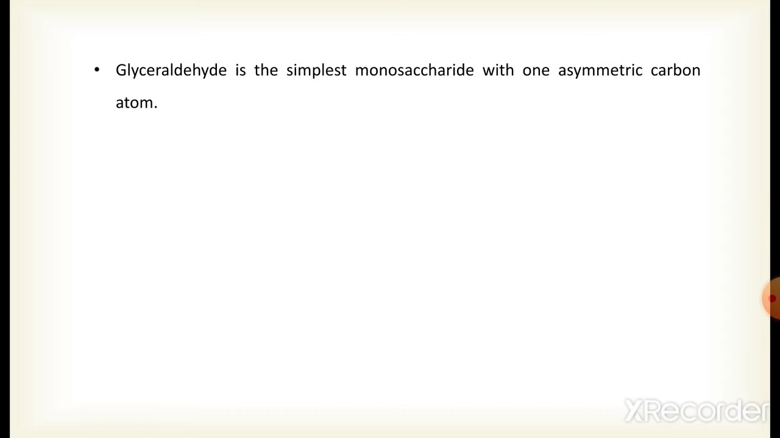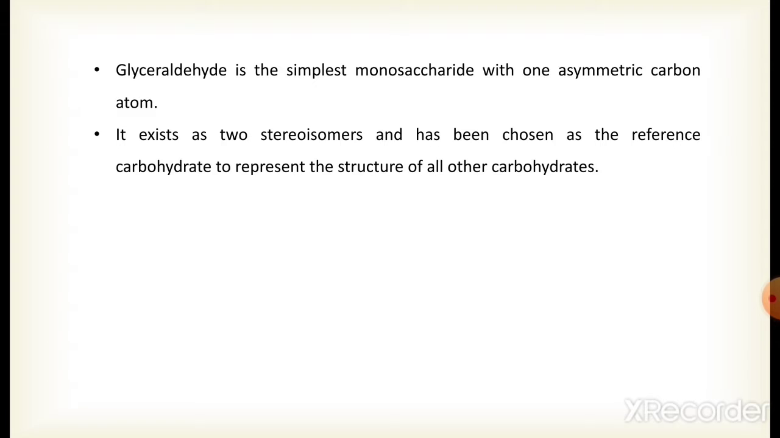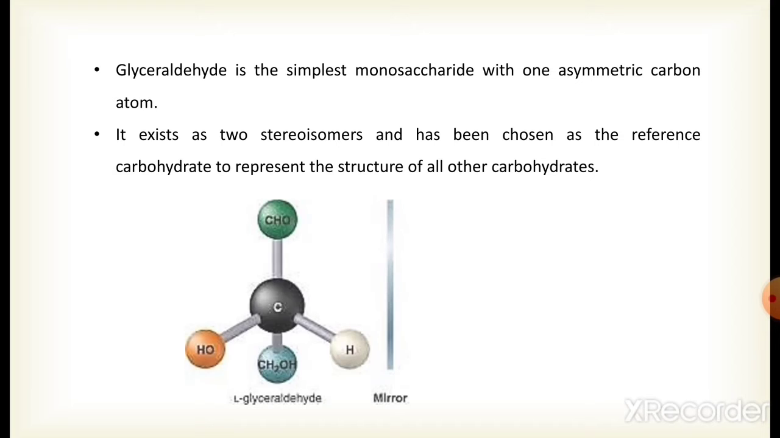Glyceraldehyde has been chosen as the reference carbohydrate to represent the structure of all other carbohydrates. It is the simplest monosaccharide with one asymmetric carbon atom, so it has two stereoisomers. It exists as two stereoisomers, and is used as a reference carbohydrate for all remaining carbohydrates.